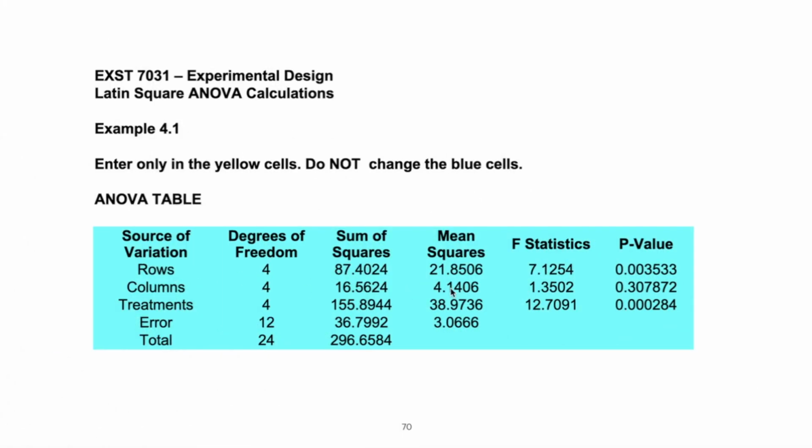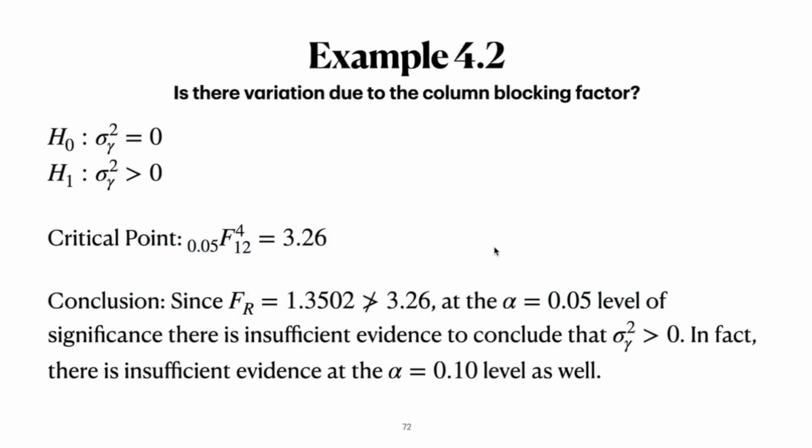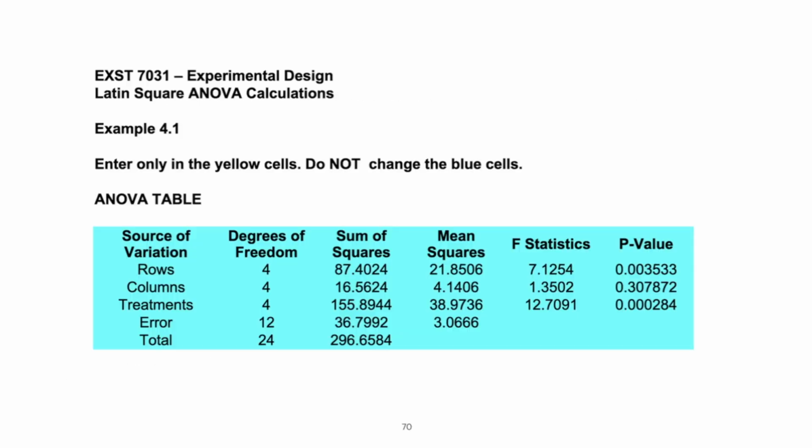The F statistic for the column blocking factor is 1.3502. That does not exceed 3.26. And so at the 0.05 level of significance, there is insufficient evidence to conclude that sigma squared sub gamma is greater than 0. In fact, there's insufficient evidence at the 0.1 level as well. And if we look at the p-value for this test, which is 0.308, we see that this is a very non-significant result.